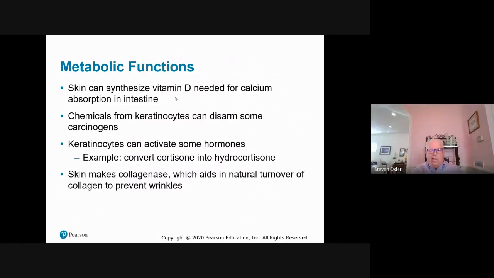The skin also has metabolic functions, and the one major metabolic function that I want you to know is that the skin can synthesize vitamin D. So the skin makes vitamin D. That's very, very important. The keratinocytes can make chemicals that can kill cancers, skin cancers. Okay, so that's important.